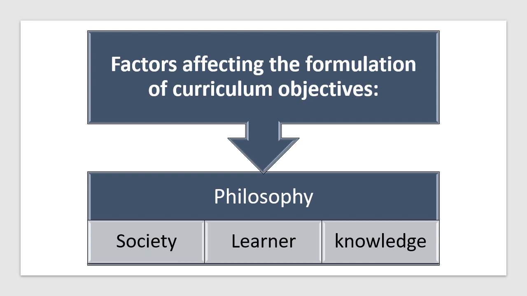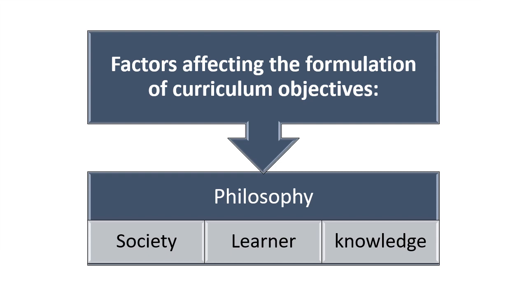What are the factors affecting the formulation of curriculum objectives? All of us agree that the objectives should be formulated on solid philosophical, psychological, sociological, and scientific basis. Let's start with society as one of these factors. Society determines the basic requirements of education. We can't fail to recognize that objectives of education in the broad sense are determined by society at the local community as well as the national level.